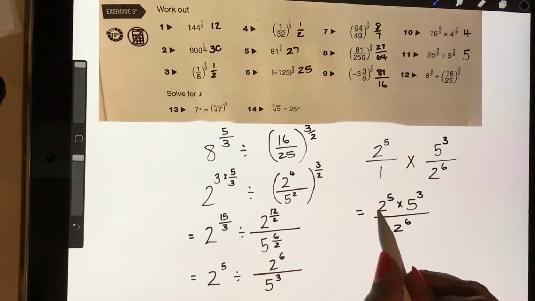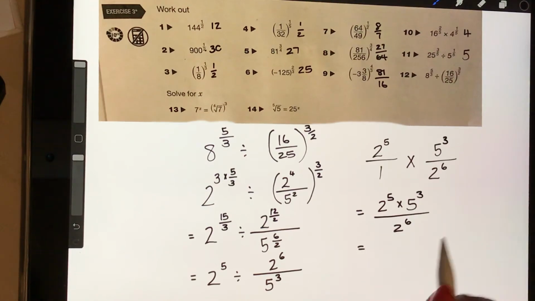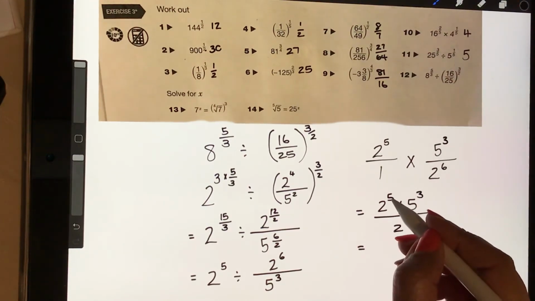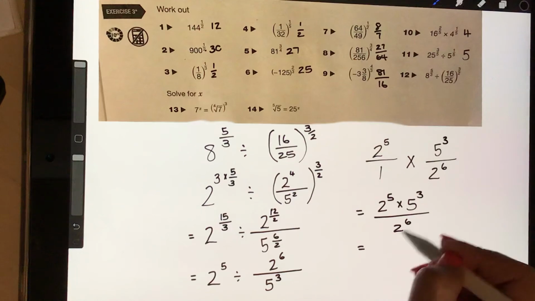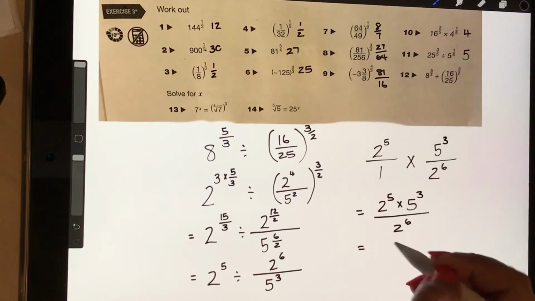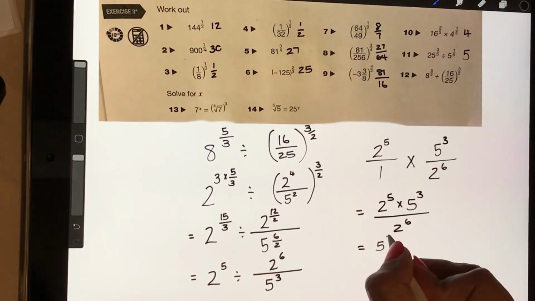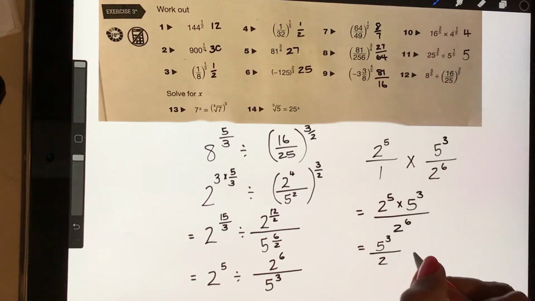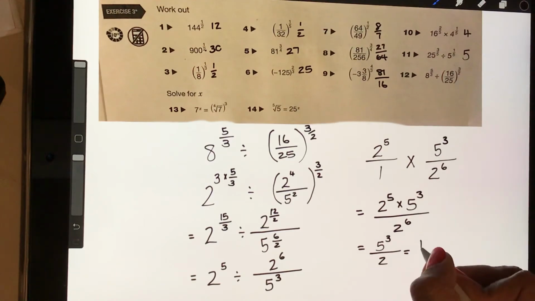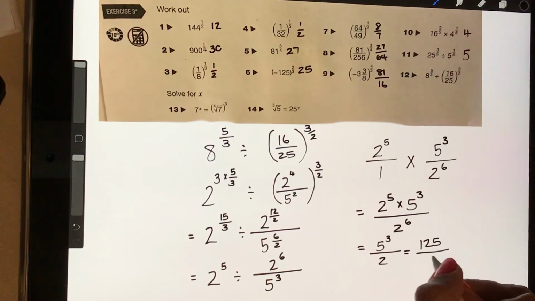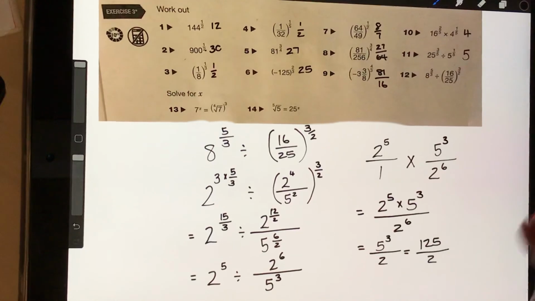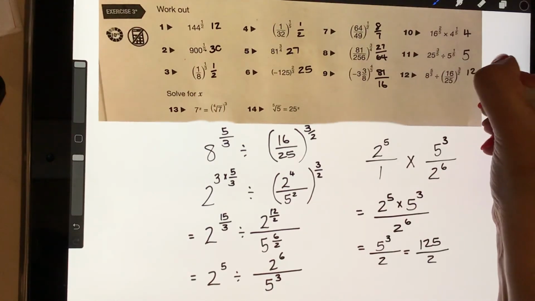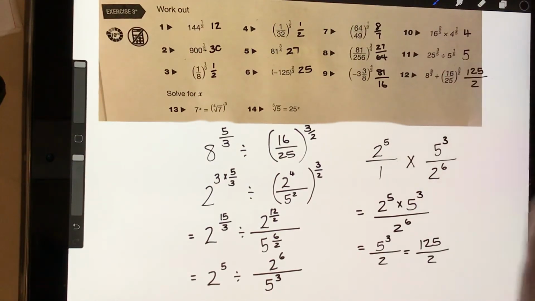Because these two base numbers are the same, we can cancel them out, right? We can say the bigger one is there's 6 2's at the bottom and 5 2's at the top. So when we simplify, we're simply going to get 5 to the power of 3 at the top all over 2. And 5 cubed is 125 divided by 2. And that is our final answer for this one. 125 divided by 2. Right. Step by step.